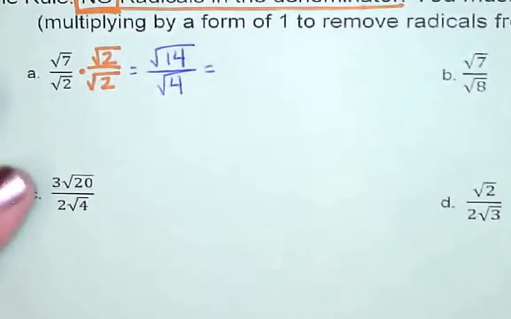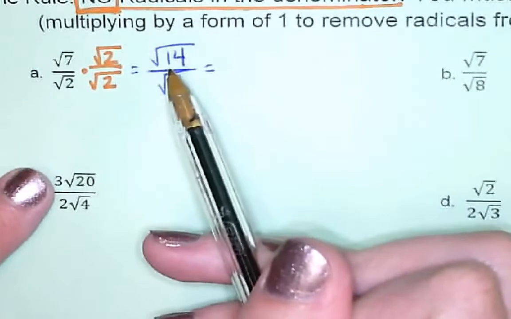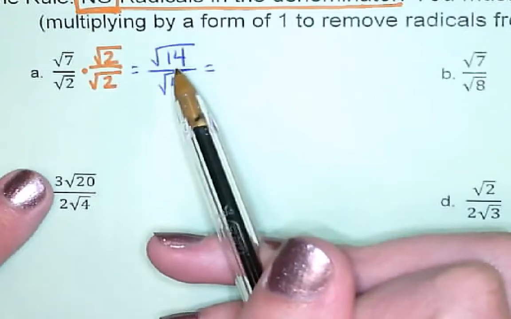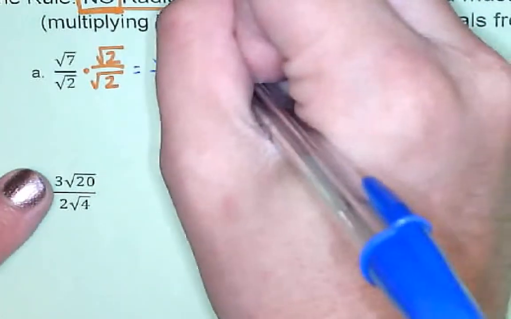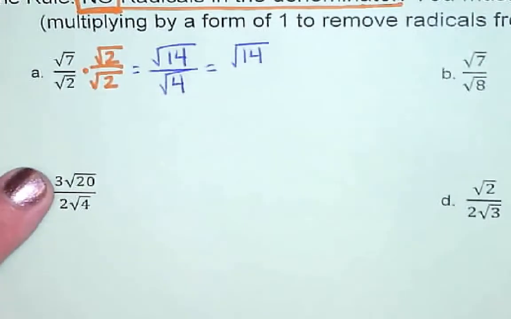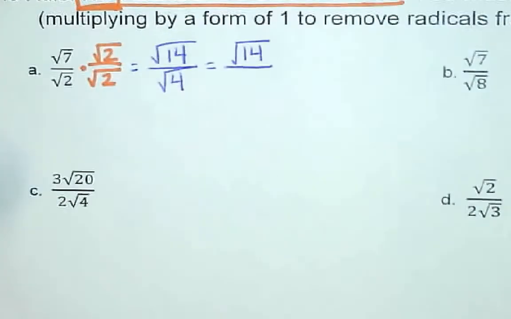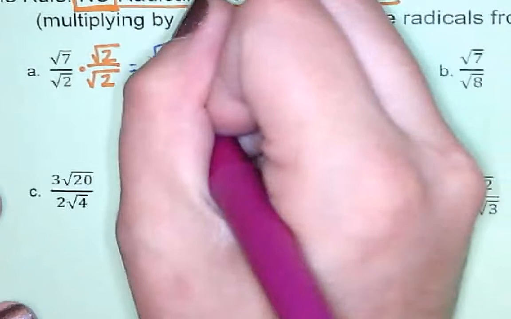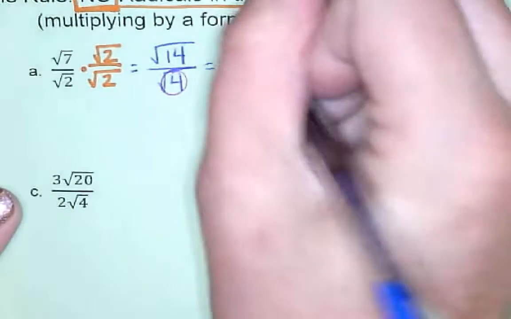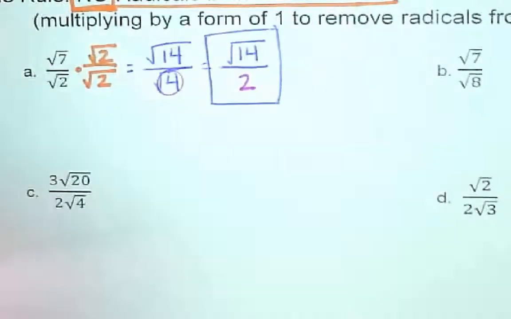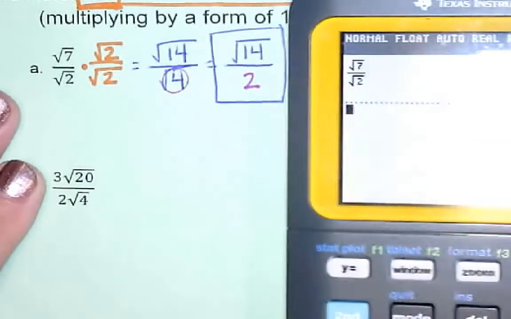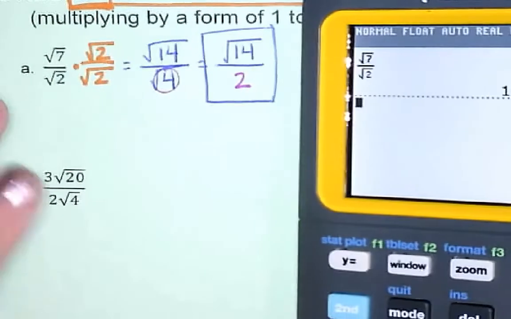But now, guys, this is where the magic happens. Can we simplify square root of 14 at all? Are there any perfect square factors? Nope. Just 7 and 2, and 1 and 14. So that's still just square root of 14. But guys, what is the square root of 4 simplified to? 2. Isn't that so beautiful? So now we have no radicals in our denominator. We just have that square root of 14 over 2.